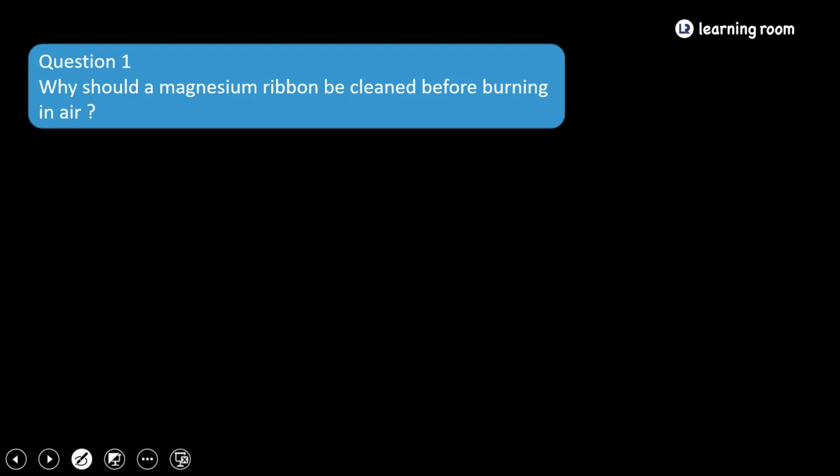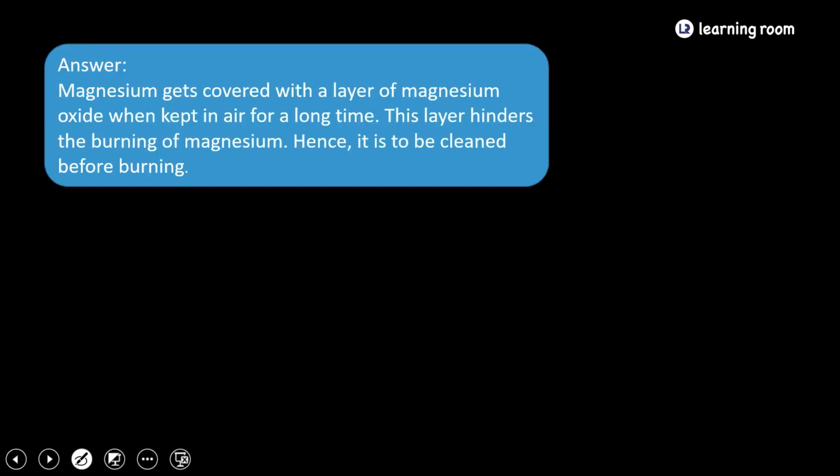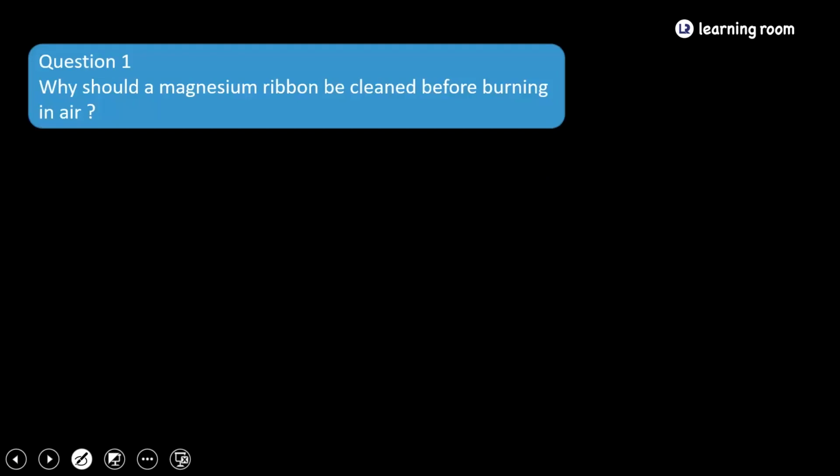Okay, so look here, this is your answer. When magnesium is converted into magnesium oxide in the presence of oxygen, okay, oxygen means from the atmosphere, the layer hinders burning of magnesium. That's why when you want to burn it, you have to clean it before burning by using sandpaper and so on. Now, what is the order of reactivity of metals?